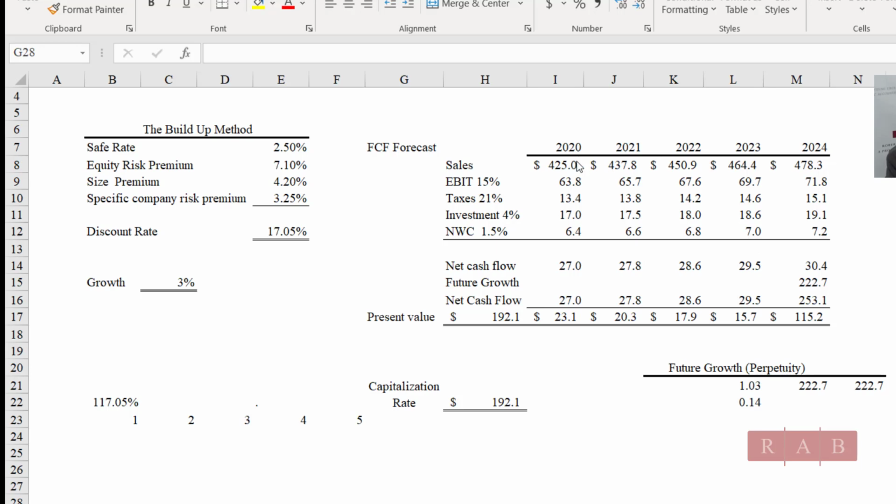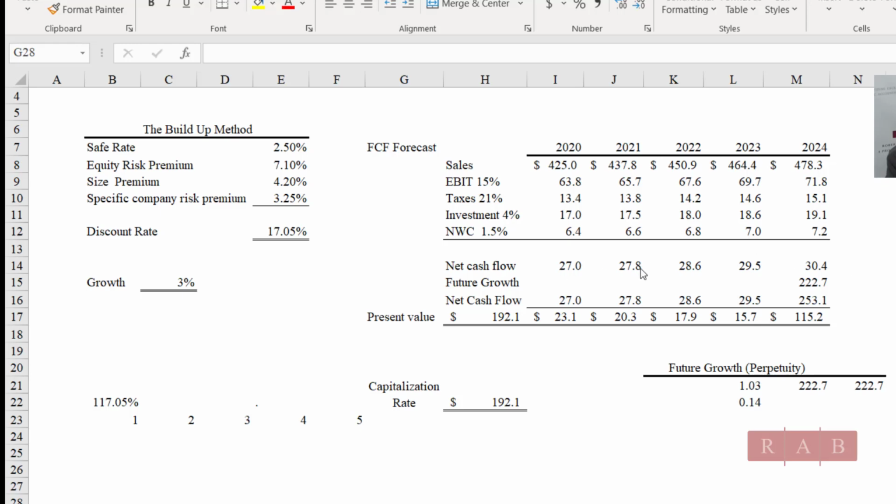Now, once you have these numbers here, we can then figure out what our net cash flow is. In 2020, we'd make $27 million in net cash flow. That's what we'd expect. And this number is increasing every year, right?